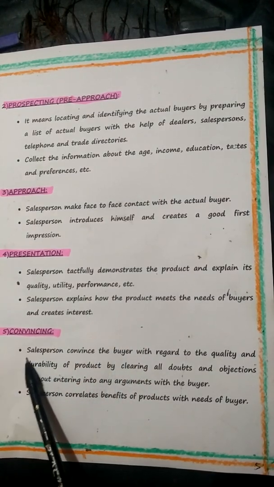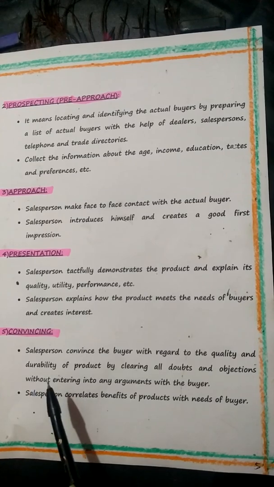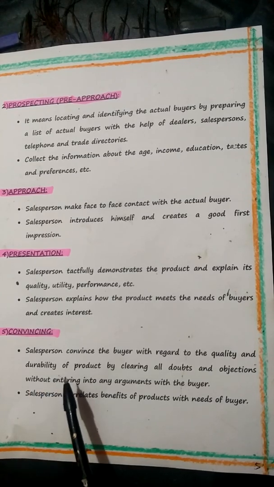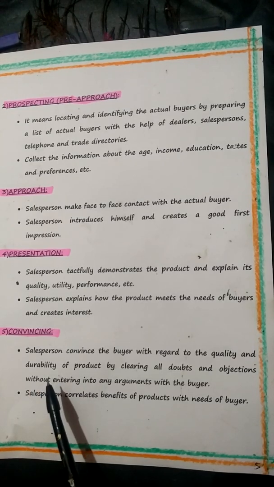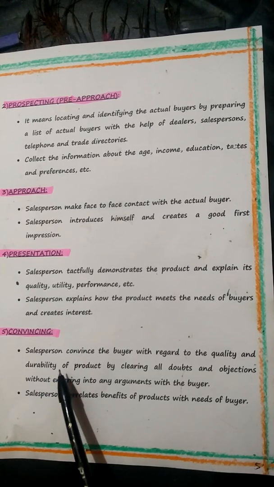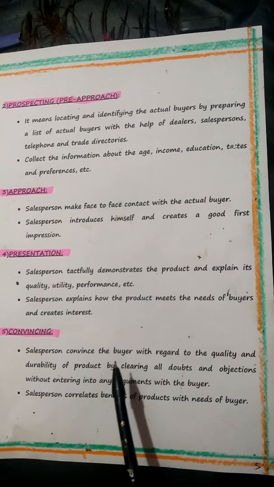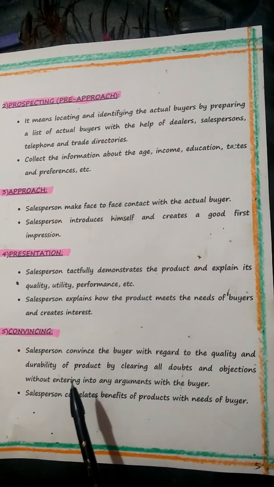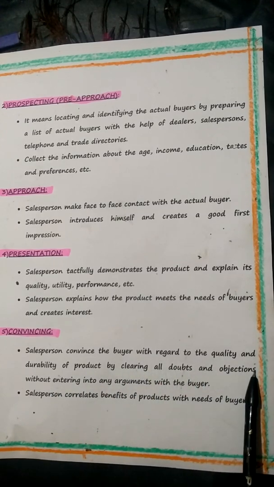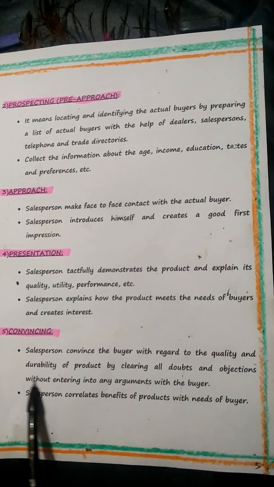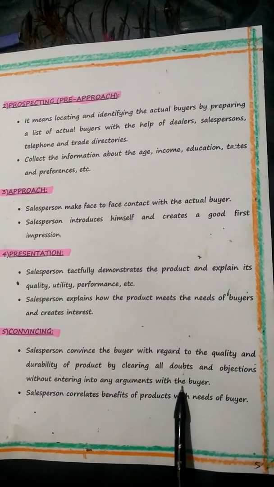Convincing is the most tricky part of the selling process for sales representatives. That means you must understand and listen to them. First of all, listen to the buyers. The salesperson or representative convinces the buyer with regard to the quality and durability of the product by clearing all doubts and objections, without entering into any arguments with the buyer.